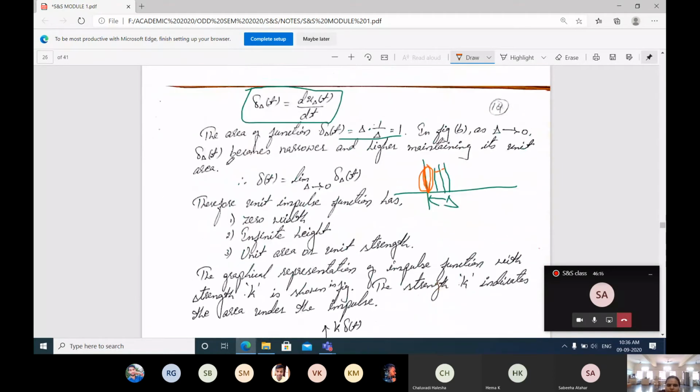Okay, this is about your delta of t, which is equal to the limit as delta tends to 0. When delta tends to 0, I will get delta of t equal to 1 at the 0th position. Remember, the impulse function is at the 0th position only. Therefore our impulse function has 0 width and infinite length.